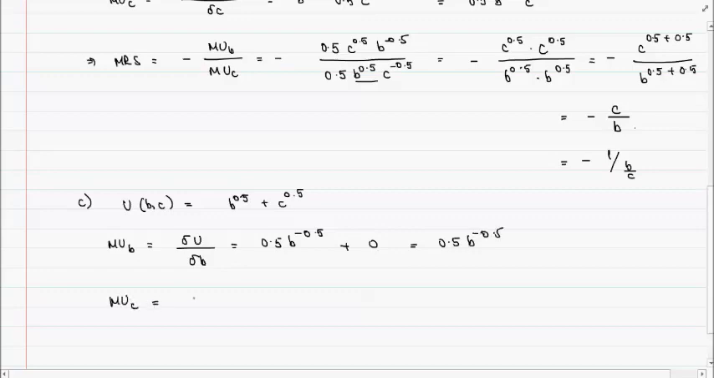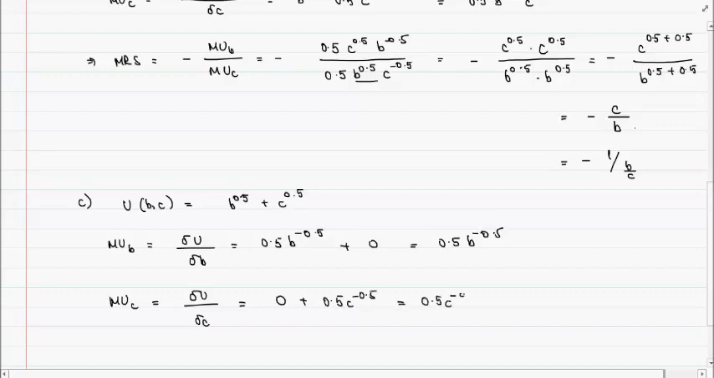The marginal utility of c is again just the differential of utility with respect to c. Again, we are treating b as constant, so if you differentiate this, you get 0. Plus c to the power 0.5, you get 0.5 c to the power negative 0.5.